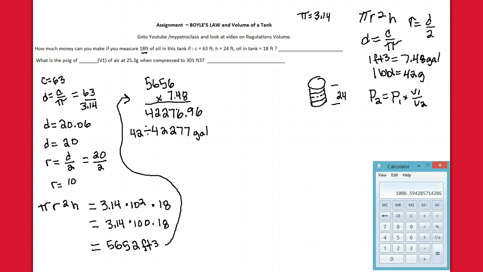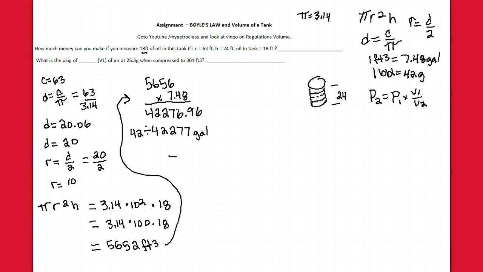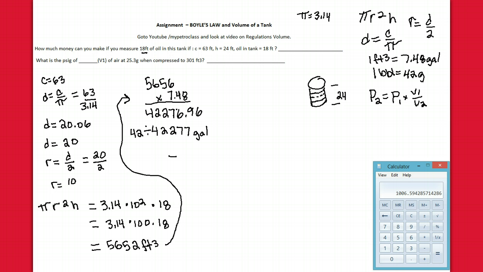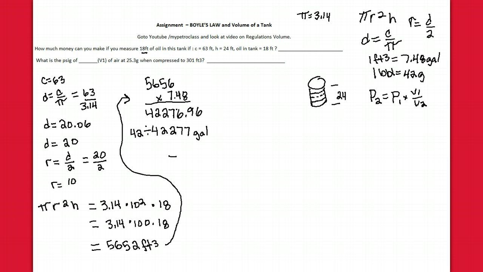That's going to be equal to 1,006, and we're going to round up to 1,007 barrels. So that's going to be equal to 1,007 barrels. All right, so 1,007 barrels.